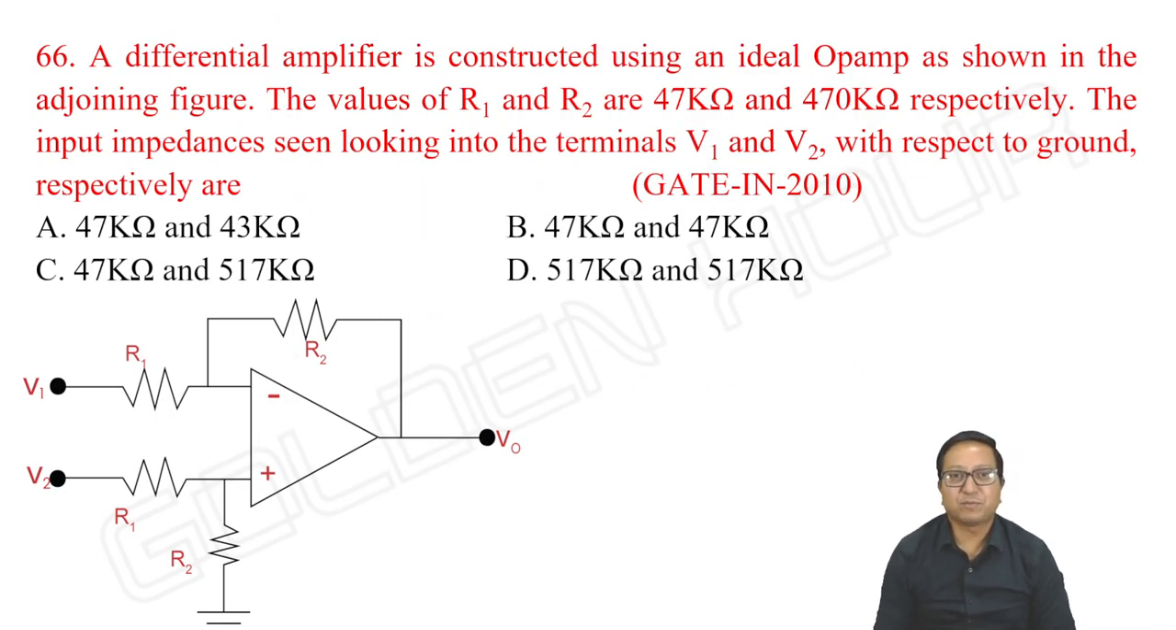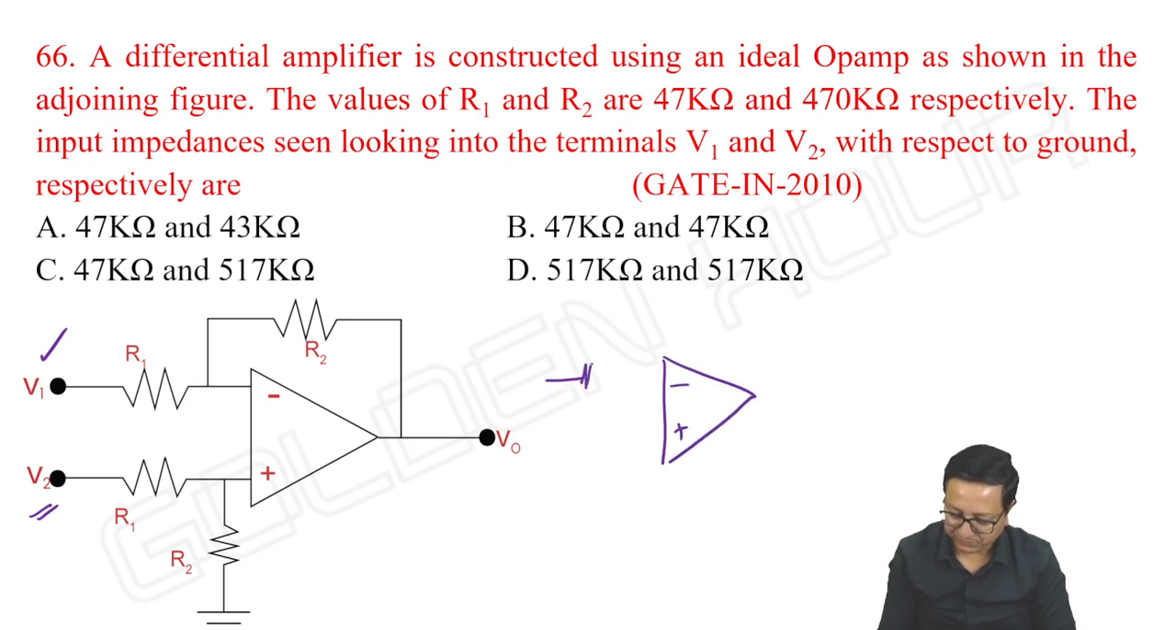A differential amplifier is constructed using an ideal op-amp as shown in the adjoining figure. The values of R1 and R2 are 47k and 470k respectively. The input impedance seen looking into the terminals V1 and V2 with respect to ground respectively are, okay. See, it is also a very simple question. While studying with respect to V1, we will set V2 to 0. Okay, so what do we get here?